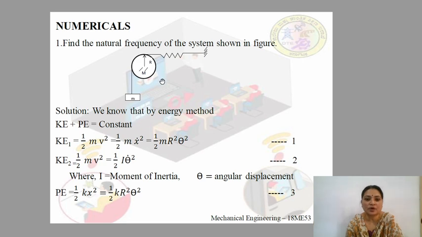It is given in the problem that the mass is small m, the mass of the pulley is capital M, and the radius of the pulley is capital R. The spring has a stiffness of K. Using this data we are supposed to find out the natural frequency.